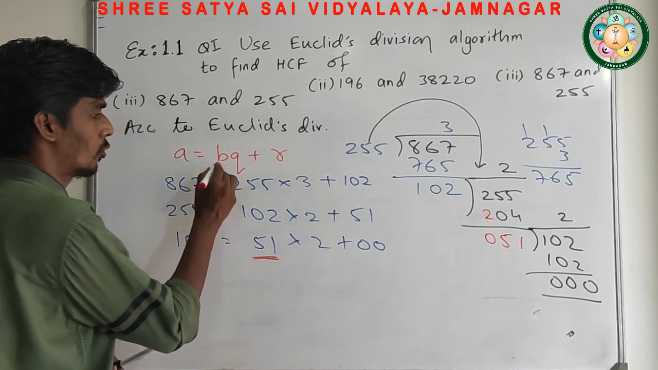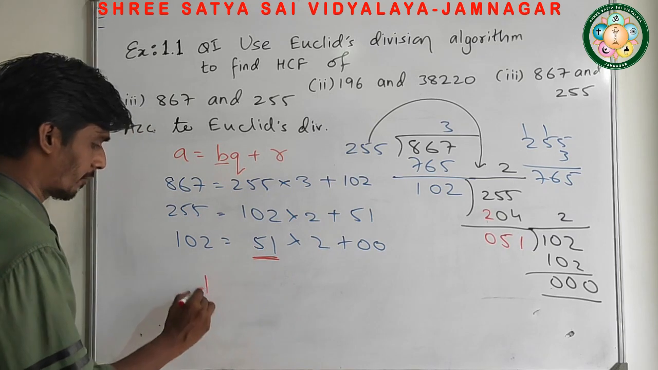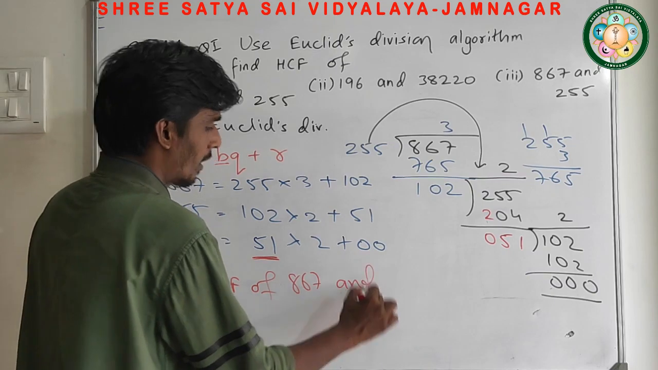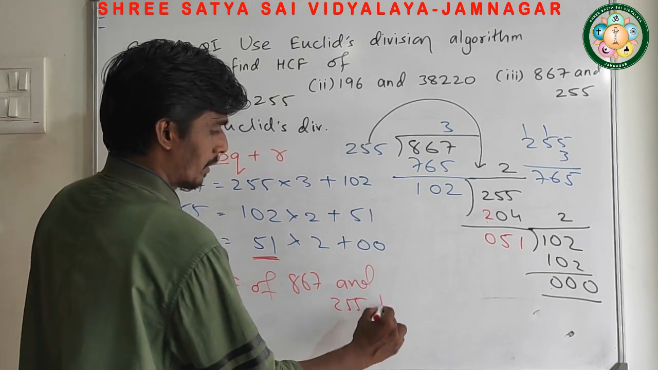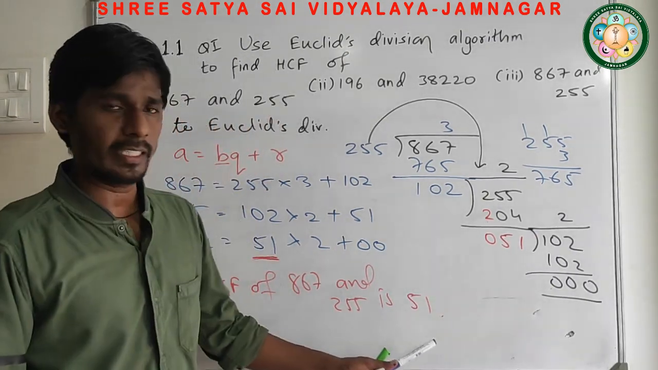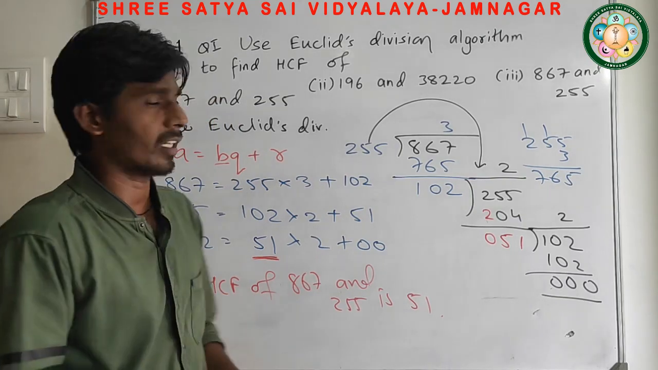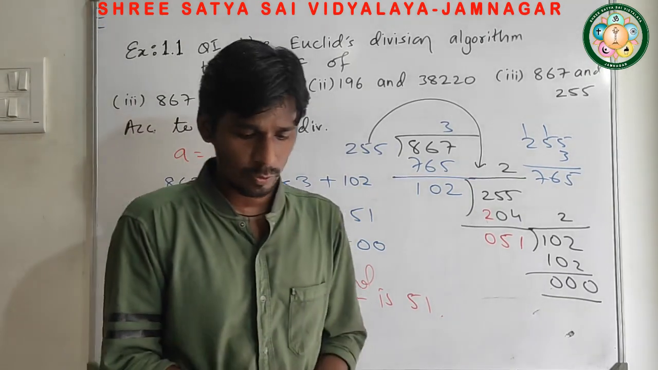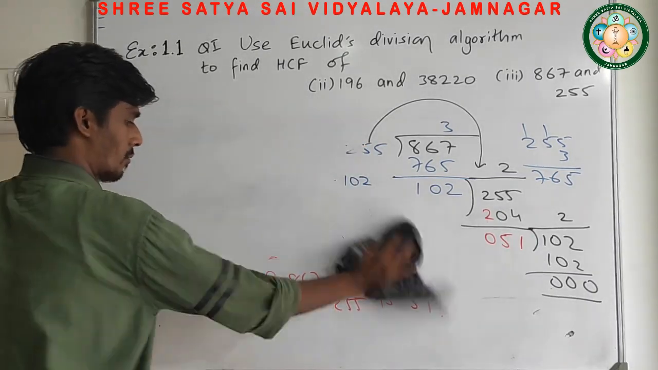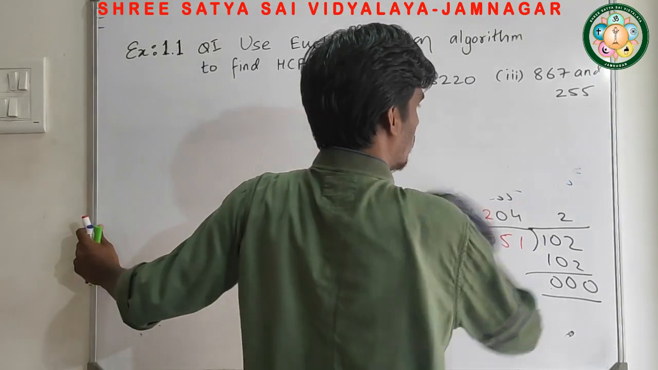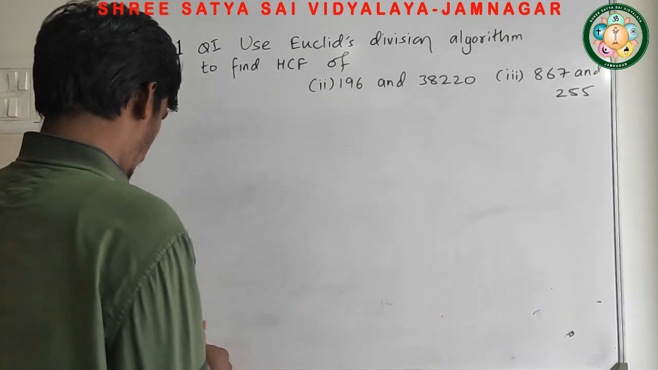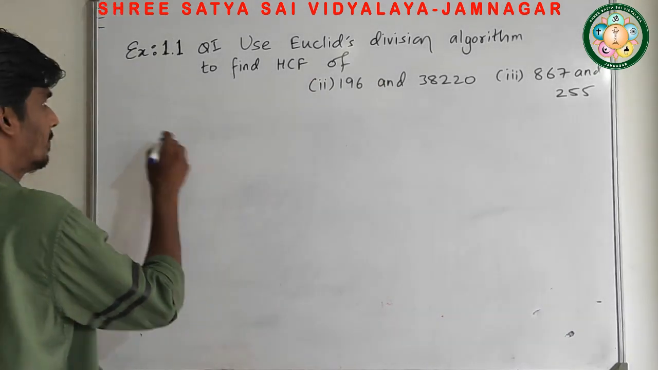As I told you before, this is the last divisor. So the last divisor होगा, that will be the HCF. So we can write the HCF of 867 and 255 is 51. So 51 is the HCF of the third sum. So this is the way we can solve question number 3. Now the last one, that is the second.